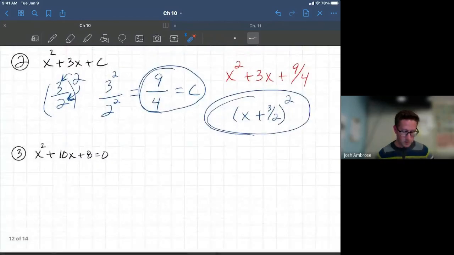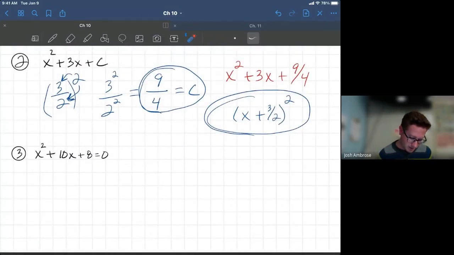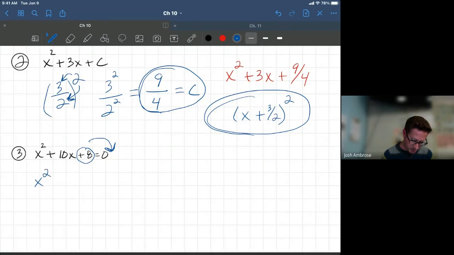This last one, though, we're going to walk through the whole process because 8 does not make a perfect square trinomial. So that means that I have to take the given c value and move it over. This 8 is going to move over to the other side. And this is what it's going to look like. X squared plus 10x. I'm going to put a plus sign, and then I'm going to put a blank because we have to fill in that blank. Equals a negative 8.